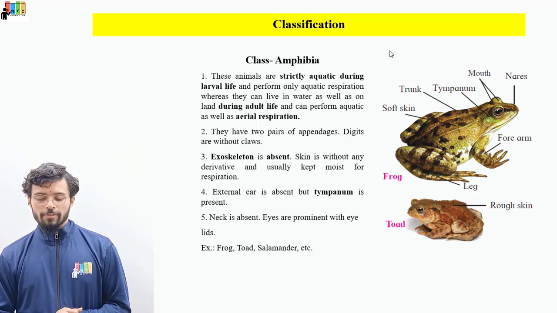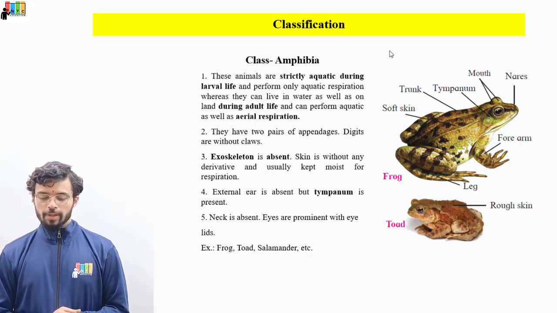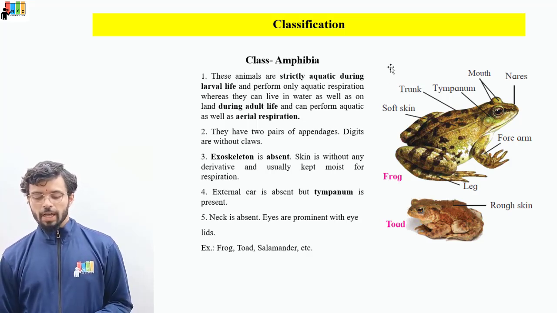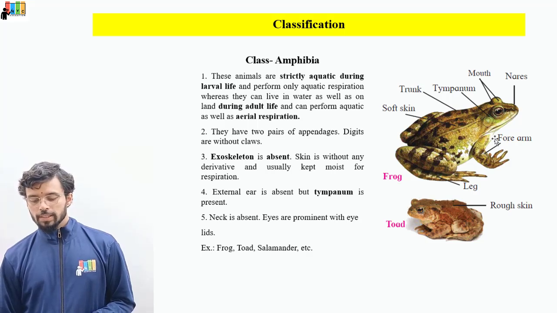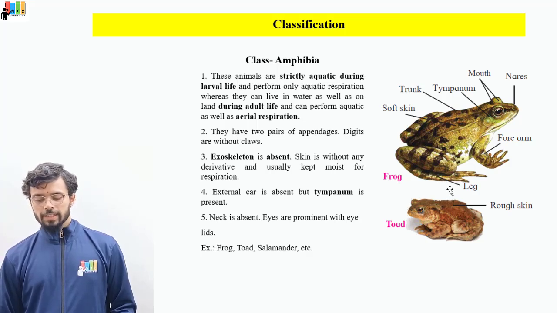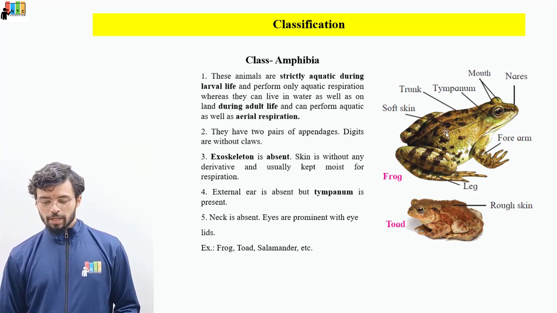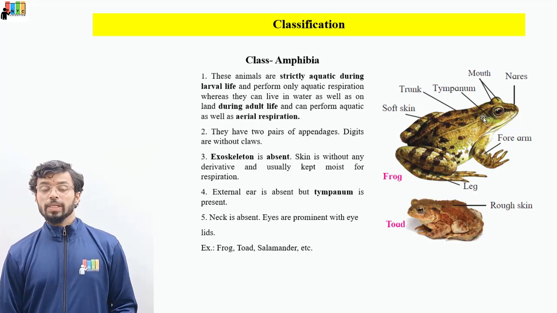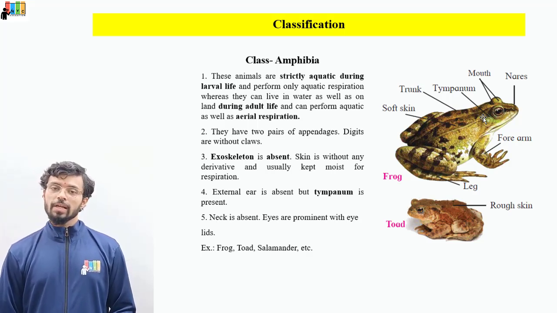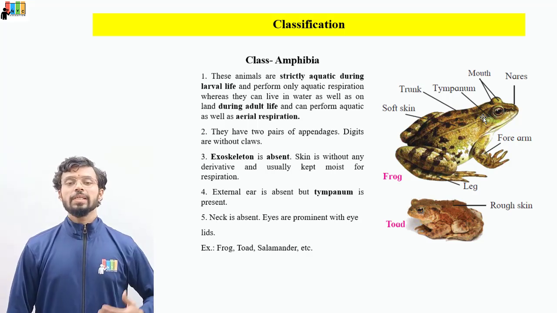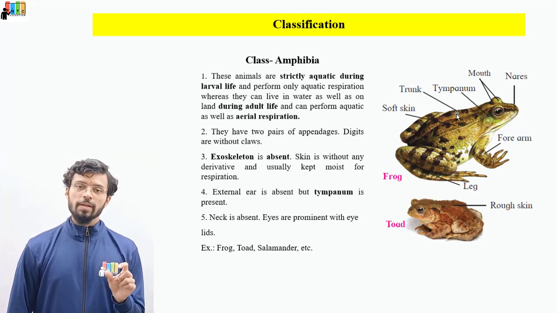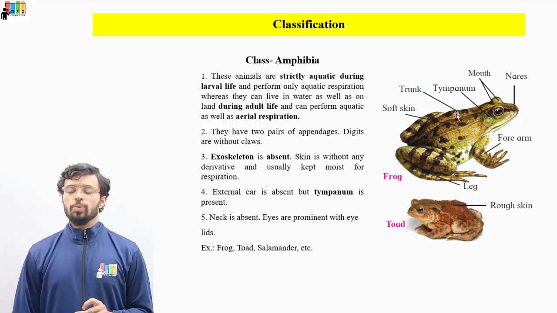They do have two pairs of appendages. Digits are without claws. So in this frog or toad, you can see there is a forearm and there is a hind leg, which is useful for jumping. Then you have this trunk, the tympanum. The external ears are absent, but the tympanum helps them to sense vibrations. So they do not hear like us because you cannot visibly see them bearing ears, but the tympanum functions very similar to the ear.